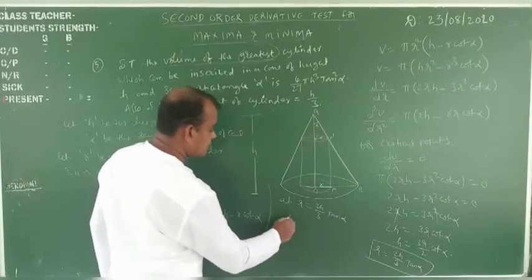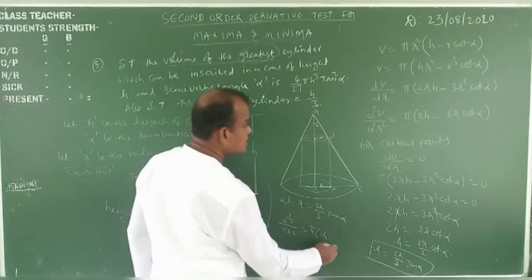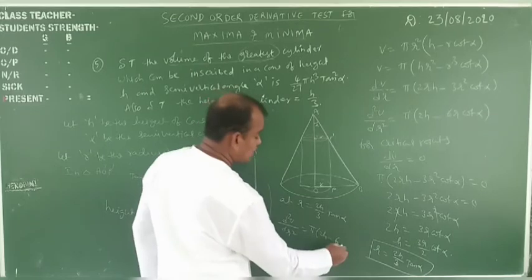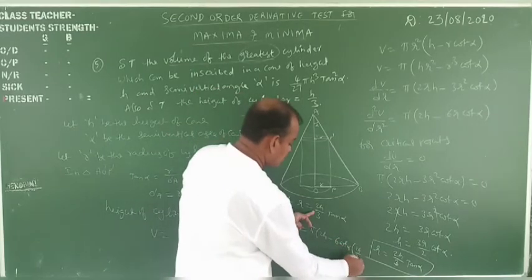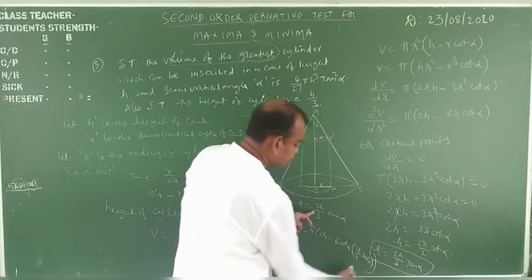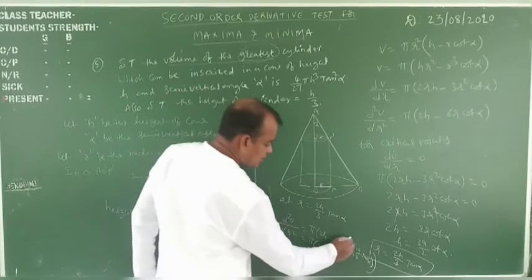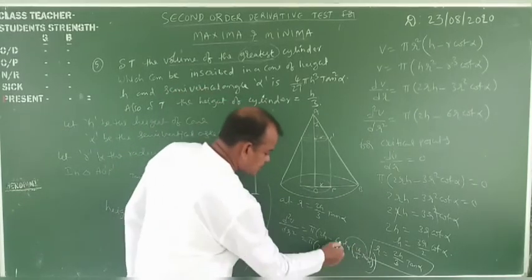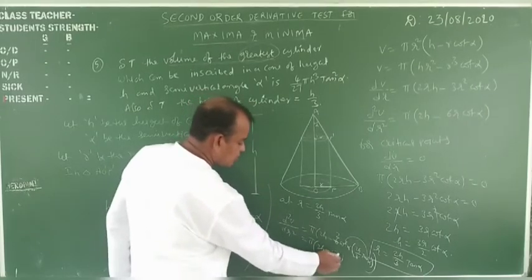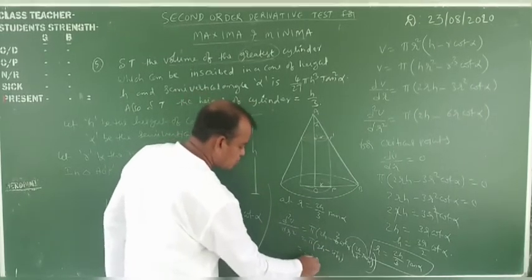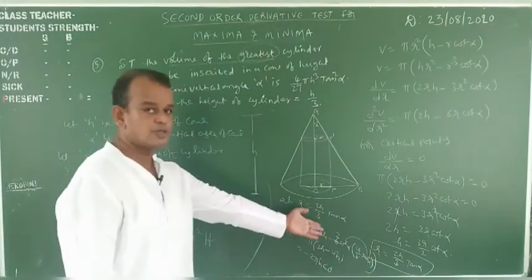Second order derivative, d square V by dr square. Substitute pi into 2h minus 6 cot alpha into r. What is r? 2h by 3 tan alpha. Pi into 2h minus, here cot alpha into tan alpha is 1, reciprocals. 3 1s are 3, 2 2s are 4h. 2h minus 4h equals minus 2 pi h, less than 0. What it means? Volume is maximum at r is equal to h by 3 tan alpha.